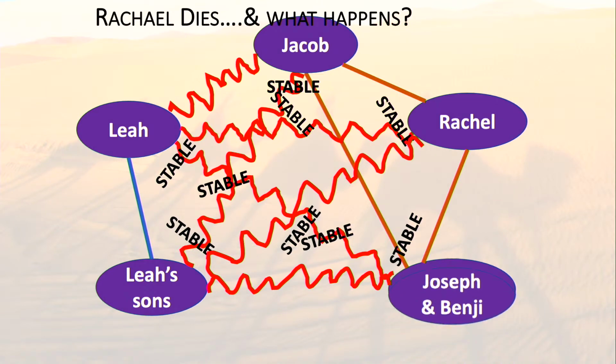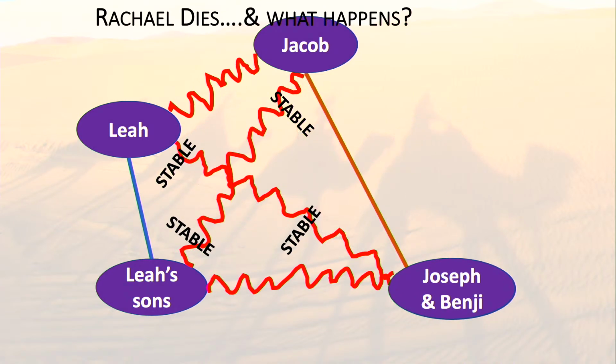Rachel passes away just as Benjamin comes. So just because she passed away, does that mean the anxiety that was linked to Rachel disappears? No, it just gets redistributed amongst the rest of the family members. And I think we can see this happening after she passed away and Benjamin comes. It's only after that that Leah's sons sell Joseph into slavery.